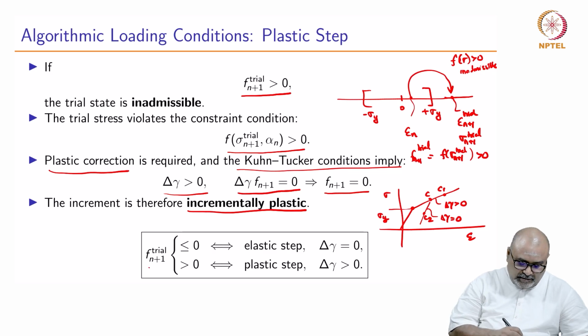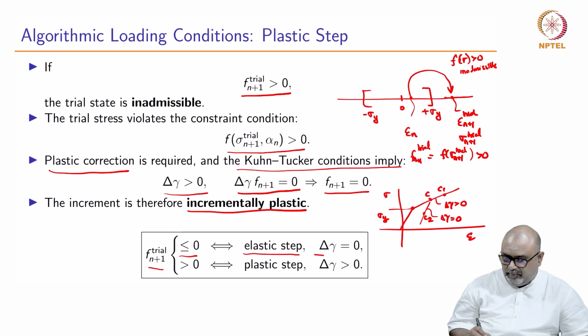So, Fn plus 1 trial is less than or equal to 0 if it is an elastic step and delta gamma is equal to 0, or Fn plus 1 trial is greater than 0 if it is a plastic step and delta gamma is greater than 0.